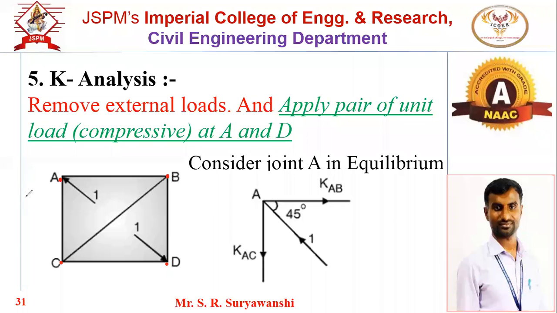Which joint do we have to consider? चार जॉइंट आहेत A, B, C, D. कोणता जॉइंट कन्सिडर करायचा अगोदर अनालिसिस साठी? A. A जॉइंट. Yes, correct. Again D. Yes, D. Okay, D. So we can consider A or we can consider D.